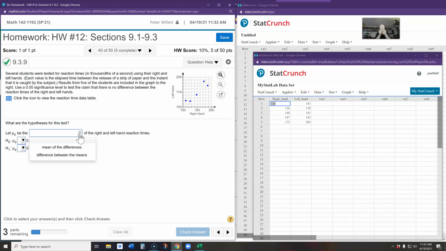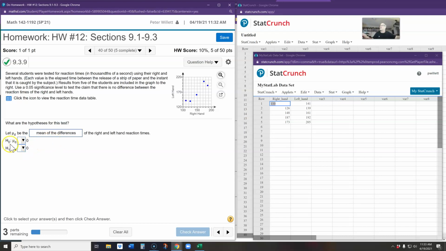When they're paired together, you take the differences first, then you take the mean of the differences. When they're not paired and you have just two different piles of numbers, you take the means of the numbers, then you take the difference of the means. So difference between the means is when they're not paired, and mean of the differences is when they're paired, which is what we're doing in 9.3. And in this case, each right and left-hand value is paired together because they came from the same person.